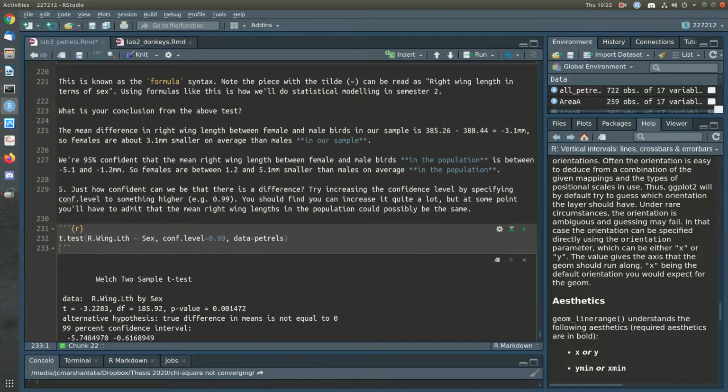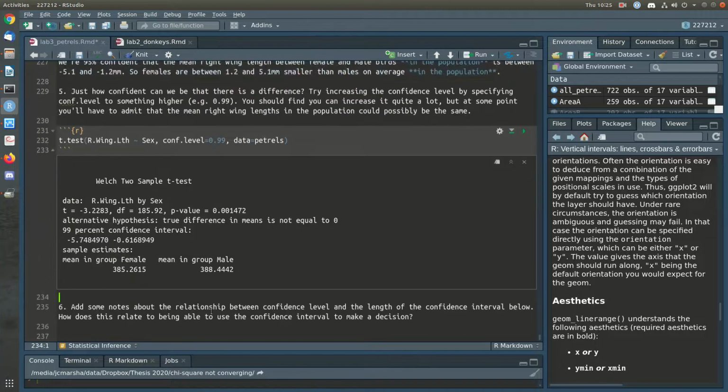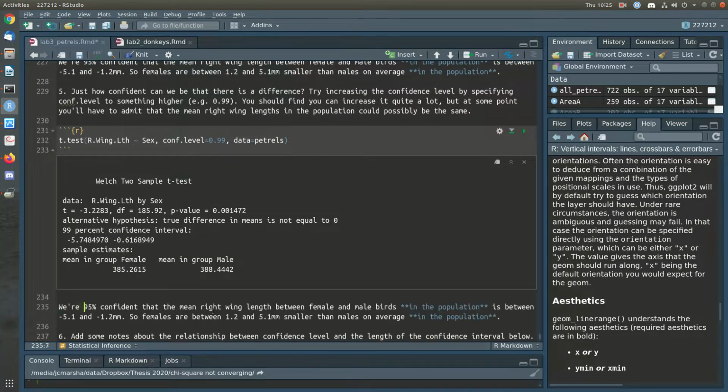So our conclusion here would be we're 99% confident that the mean right wing length between male and female birds in the population is between minus 5.75 and minus 0.62. So females are between 0.6 and 5.8 millimeters smaller than males on average in the population.